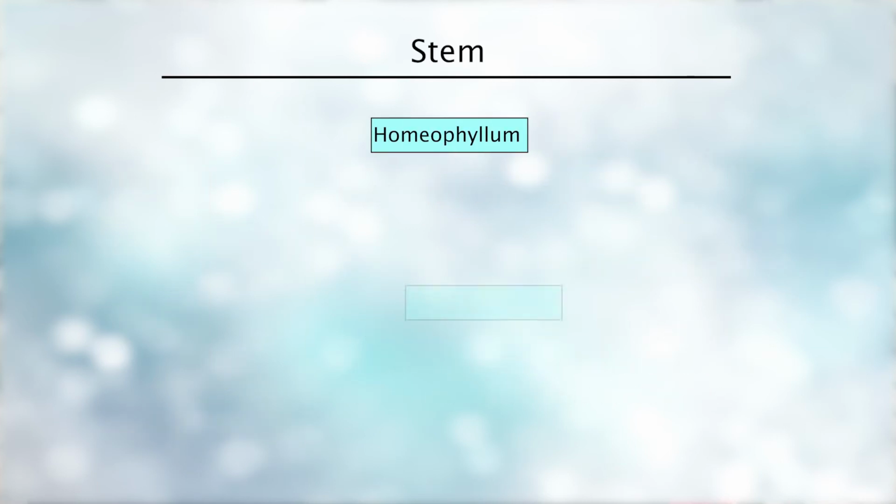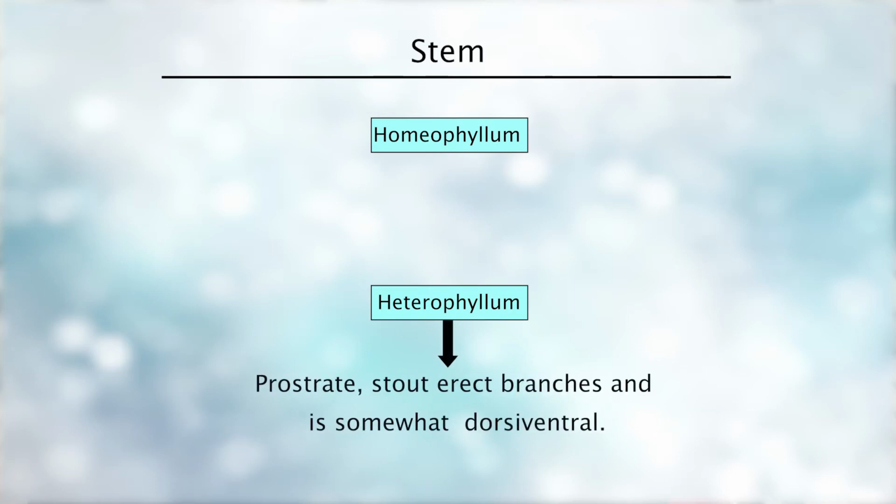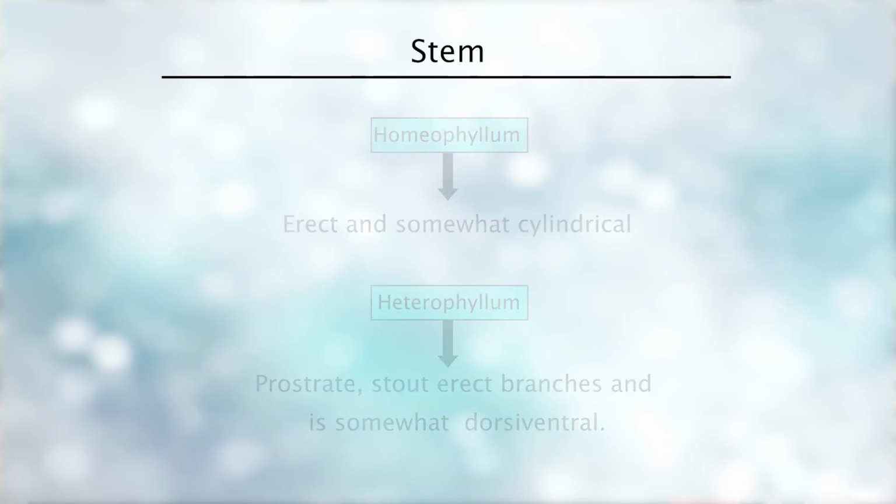Here, the homophyllum and heterophyllum can be differentiated. In case of heterophyllum, the stem is of the prostrate type, but in case of homophyllum, it is erect. So, homophyllum has an erect and cylindrical stem. Heterophyllum has a prostrate stem with stout erect branches.